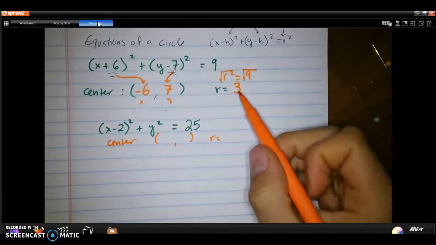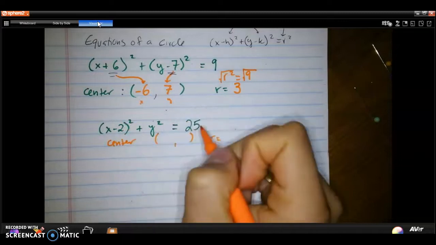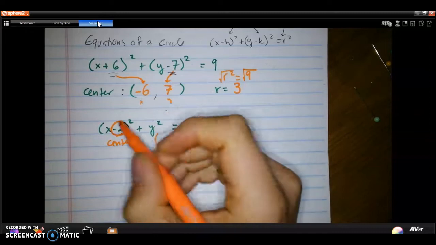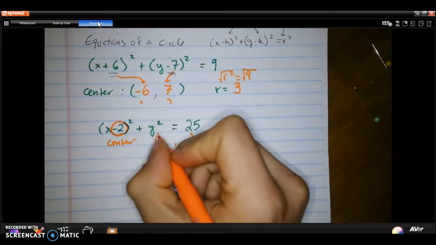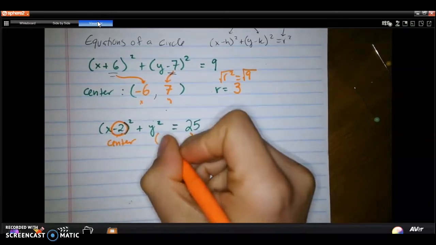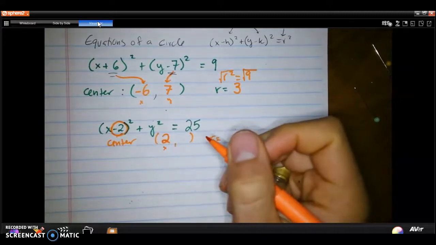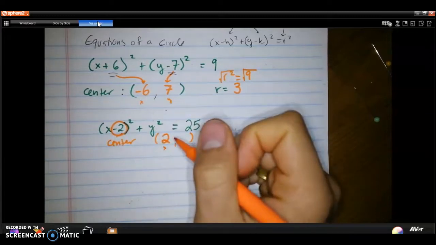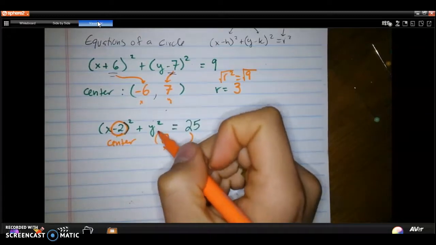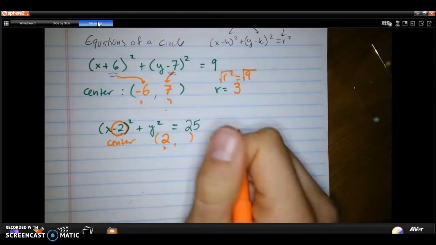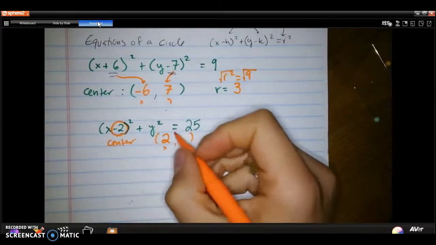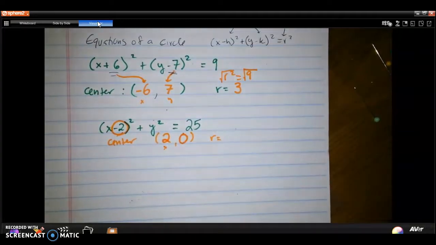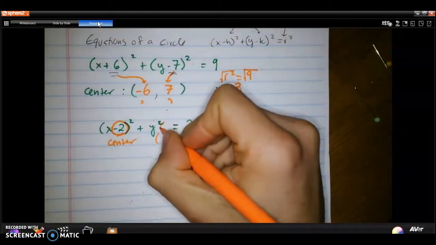So remember, to find the center, we look at what's grouped with our x and what's grouped with our y. What's grouped with our x is a -2. So that means the x portion of our coordinate is going to be +2. Now, you'll notice there's nothing grouped with y. There's nothing being added or subtracted to y. That's okay. Just like in the last video, it's going to be 0.